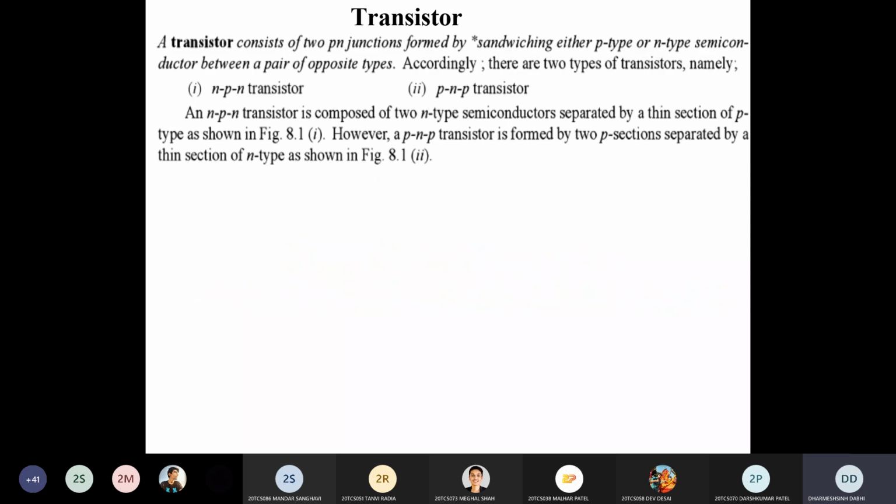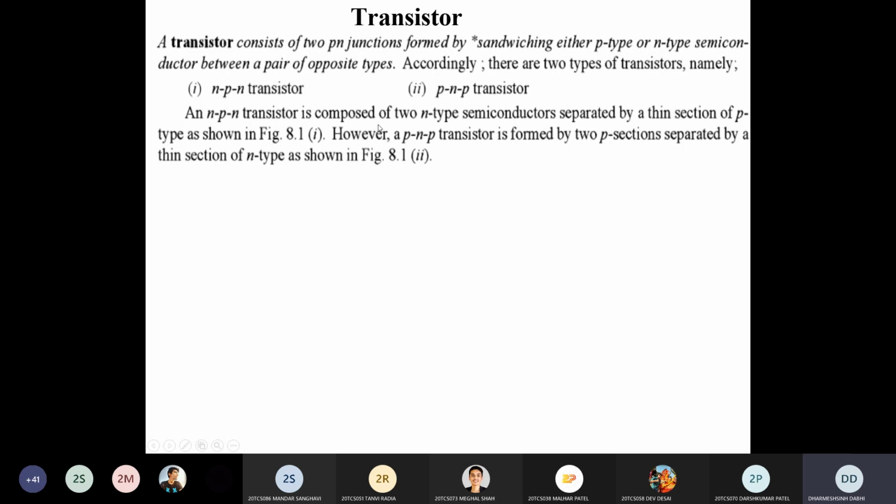A transistor consists of two PN junctions. As you know, the diode has only one junction because there are only two layers, one layer is P and another layer is N. But here in the transistor, we have three layers connected together, so that makes two PN junctions. And that is formed by either P type or N type semiconductor between a pair of opposite type. According to that, there are two types of transistor, one is NPN transistor and another is PNP transistor.